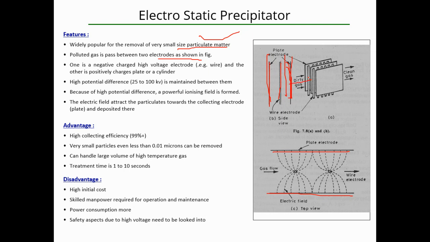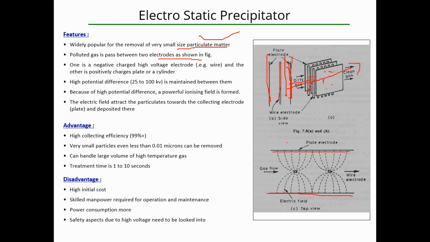When the dirty gas is passed between the plates, the charged dust particles are attracted to the oppositely charged plate. If the dust particle is positively charged, it is attracted towards the negatively charged plate, and if it is negatively charged, it is attracted to the positively charged plate, where the dust particles stick to the plates, and the clean gas passes between the plates. So the difference between the bag filter and the electrostatic precipitator is that in a bag filter there are bags, while in the electrostatic precipitator there are hanging electrode plates where the gas is passed.